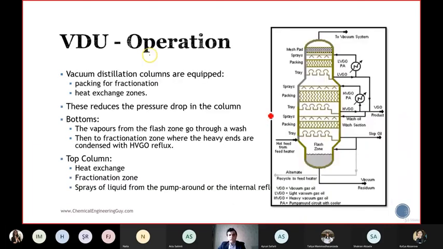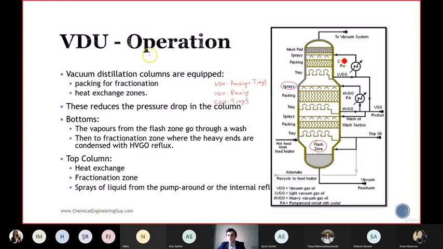In the vacuum distillation unit operation, you see that we have the heat exchange zone, we have a flash zone, which is here. In the heat exchange zone are the sprays, we have the special packing, and we have trays. So in VDU, we might have packing plus trays, or in VDU, we might have only packing, but in CDU, crude distillation, we have only trays. One of the differences between the VDU and CDU.